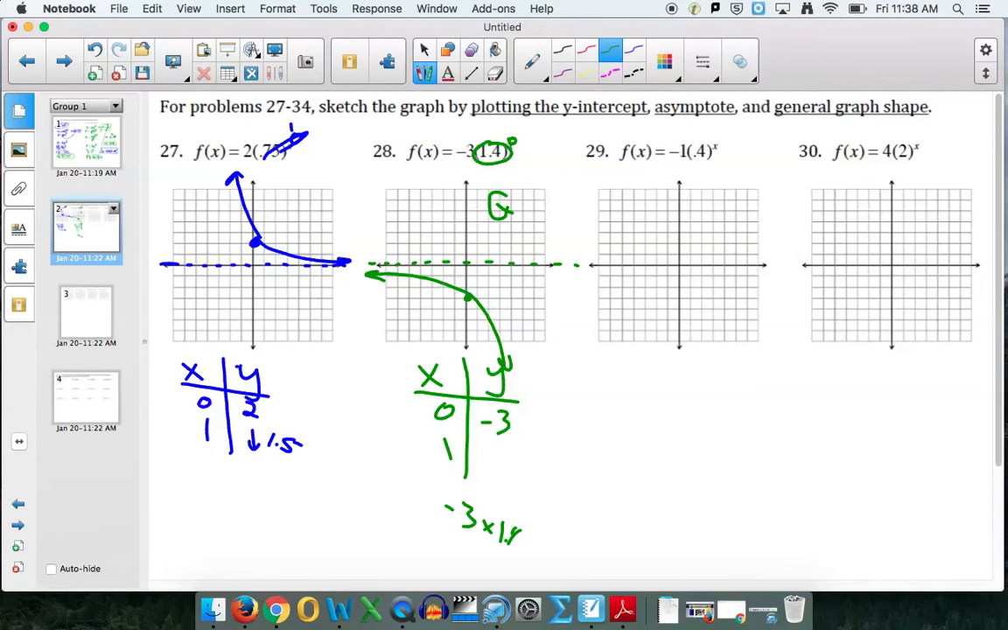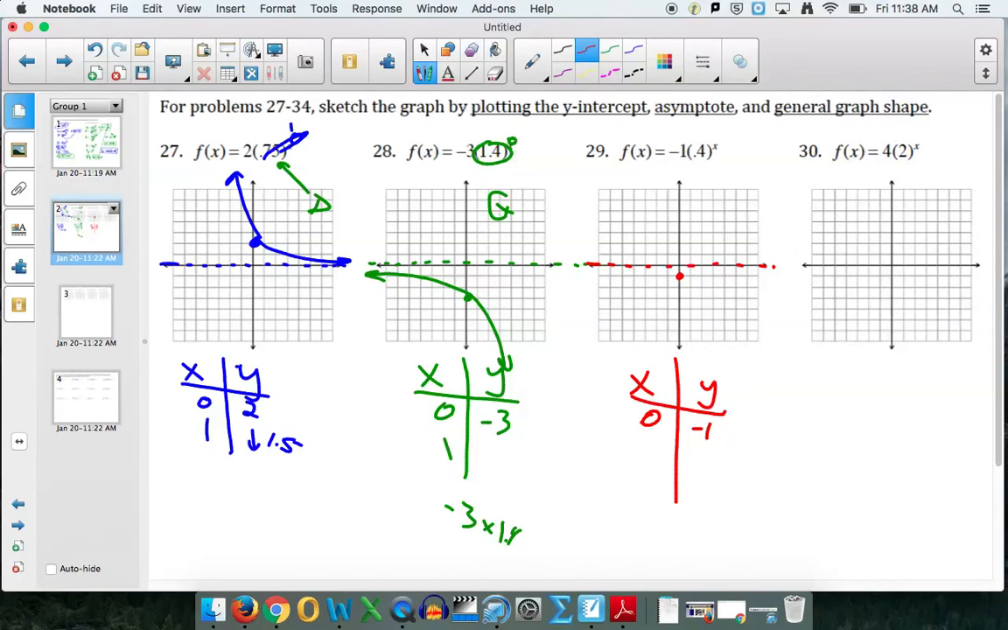Number 27 was an example of exponential decay. That 0.75 causes our graph to decay toward the x-axis. Number 29. Again, we need that horizontal asymptote. When x equals 0, we get a y value of negative 1. So 0, negative 1 is our point. And then when x equals 1, negative 1 times 0.4, that's going to get closer to 0.